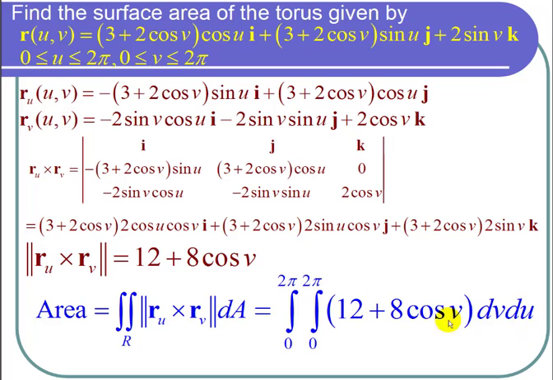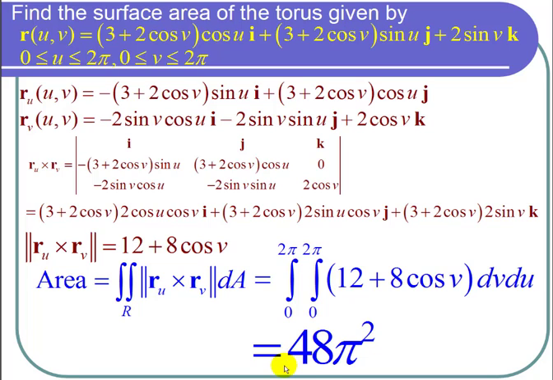And when I double integrate that, 8 cosine v, its integral is 8 sine of v, and we're going from 0 to 2π, so it just zeroes out. So we're just double integrating 12. So we get 12 times 2π times 2π, and that's 48π squared. So I can conclude that the surface area of this torus is equal to 48π squared. And I'm done with the problem.